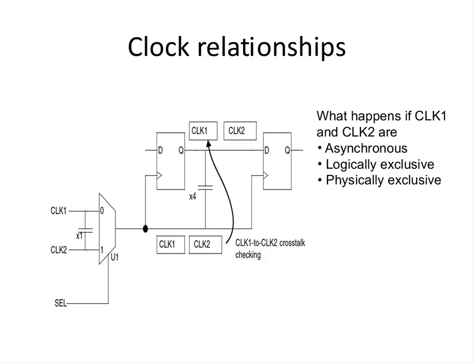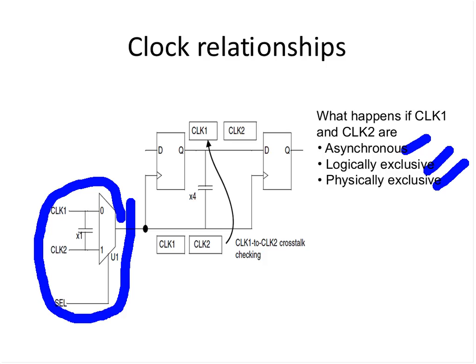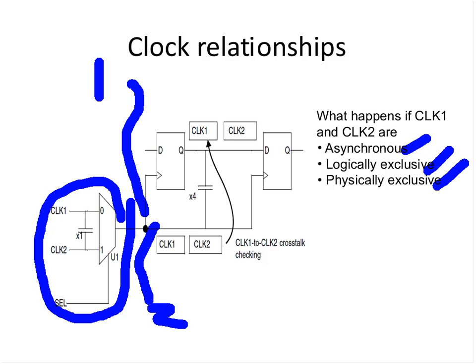There are three switches here: asynchronous, logically exclusive, physically exclusive. Asynchronous means that both the clocks are asynchronous to each other, but they both exist on the chip. Assume there is no mux here, forget about this structure, and assume that there are two clocks coming here from separate sources, clock 1 and clock 2. They are two clocks existing on a chip at the same time, and they can come from different PLLs, for example. There are two nets which have a coupling cap, and one is the aggressor, driven by clock 1, and this is the victim, driven by clock 2.